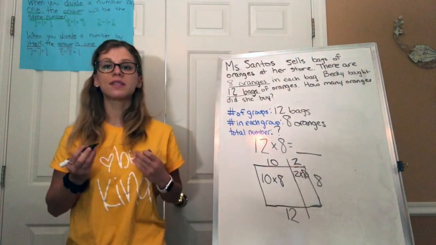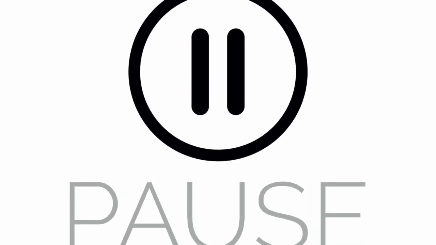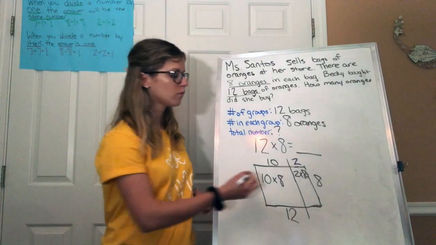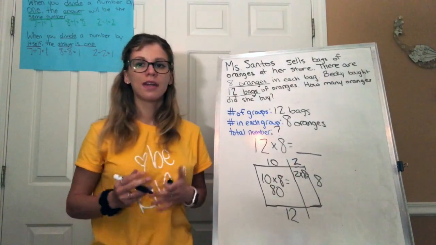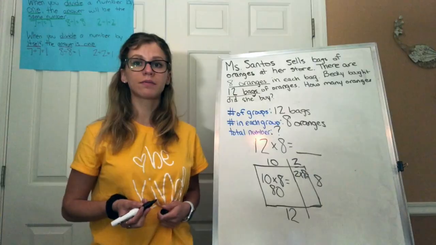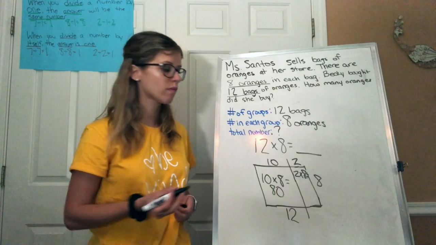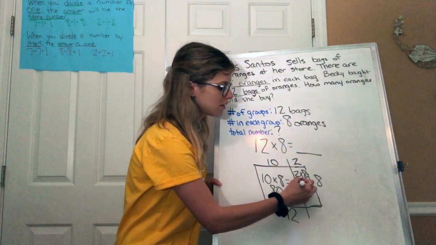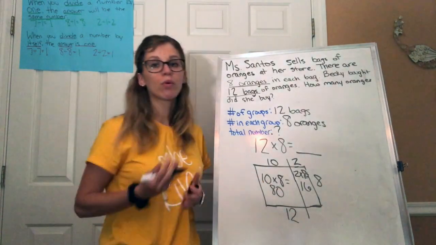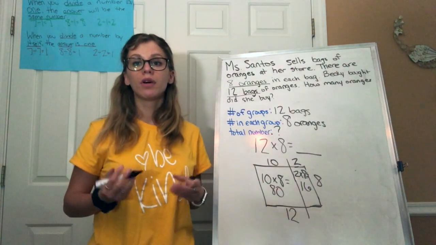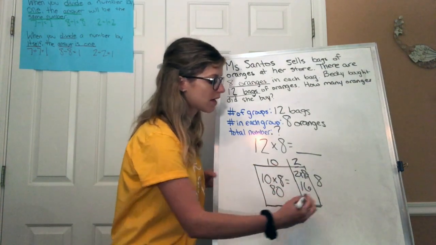Pause me and figure out what 10 times 8 is. Ten times 8 is equal to 80. Now pause me and think about what 2 times 8 is. And 2 times 8 is equal to 16. So right now what I have is two products that I broke up. So now what I need to do is add them together. I broke apart 12, so now I need to add these together.